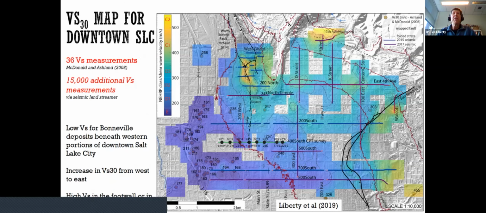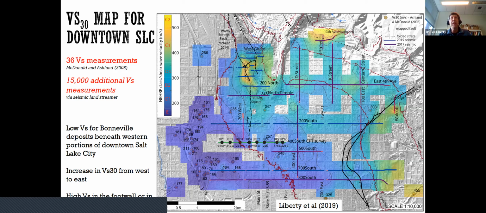So combining all the data from Salt Lake City, we can look at an image like this, which is the average shear wave velocity for the upper 30 meters for all of downtown Salt Lake City. Again, the Salt Palace is located about right here. The temple is right here, if you're familiar with Salt Lake City. Prior to our study, there were 36 downhole measurements provided for this area. You can see them in these circles here, and we've compared and contrasted those with our data, and they're pretty good. We added an additional 15,000 shear wave velocity measurements to fill this in. It's about a 5 square kilometer area.